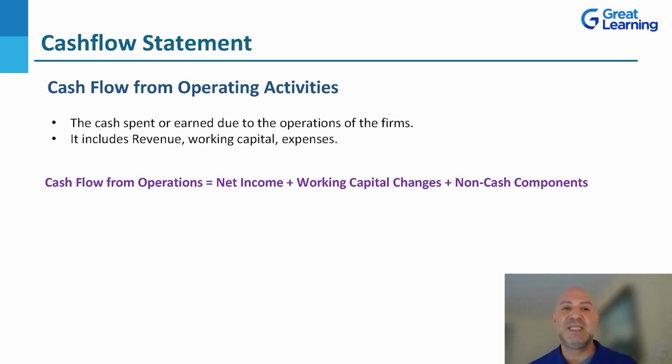So cash flow from operating activities is the cash spent or earned due to operations of the firm. Whether you're selling widgets or houses, whatever it might be, that's what's earned from the operations of the firm's activity. It includes revenue, working capital, expenses. Now, we left you with a formula here to compile this together. For each of the three activities, there is a formula. In this particular case, for operating activities, it's net income plus working capital changes plus non-cash components. As we went through this presentation, we started off with the balance sheet, and then we went to the income statement. So you can see how those components feed into other statements that you have to present or compile.